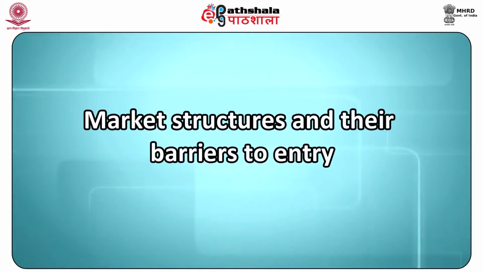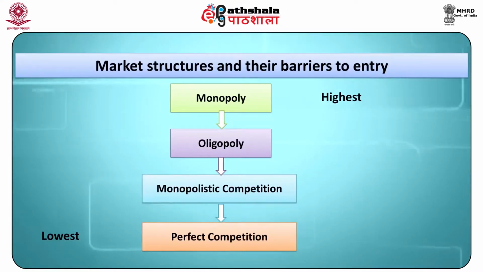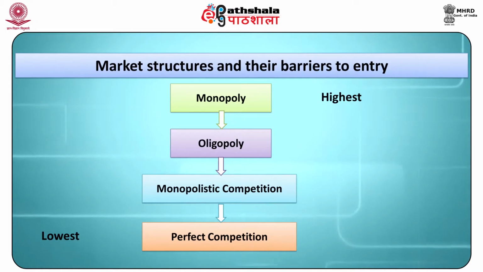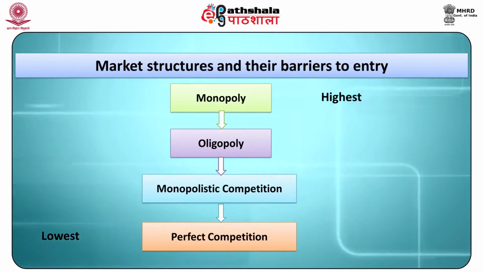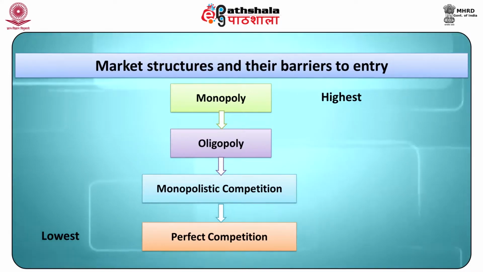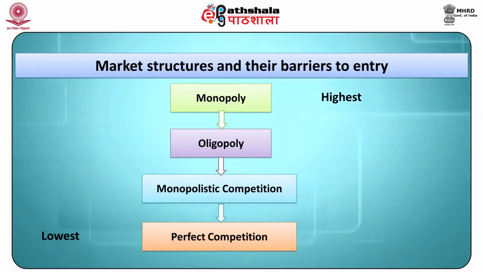Next is market structures and their barriers to entry. As discussed in the previous section, the degree of barriers to entry increases as one moves from perfect competition to monopolistic competition to oligopoly to monopoly, as shown in figure 1 below, and concentration of firms in the industry also increases. Concentration refers to the number and size distribution of firms in a particular industry or market.